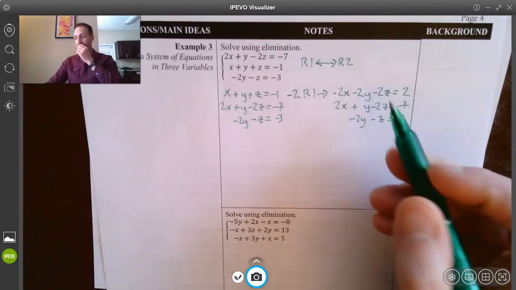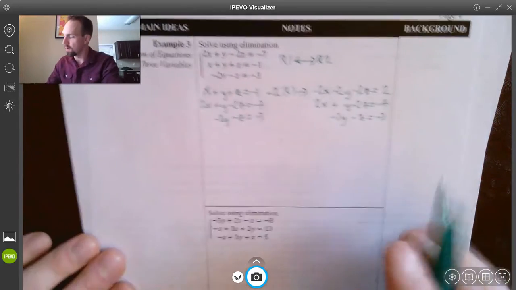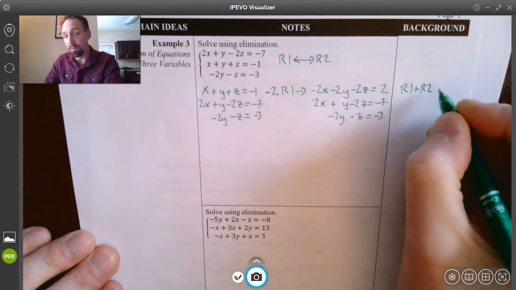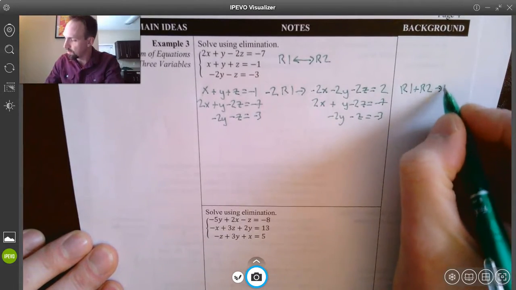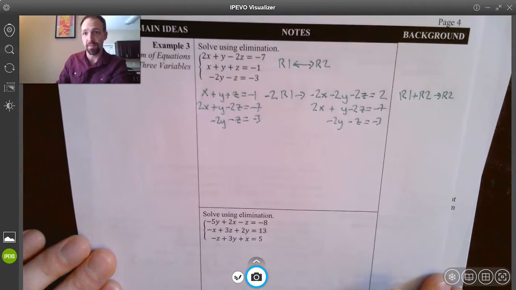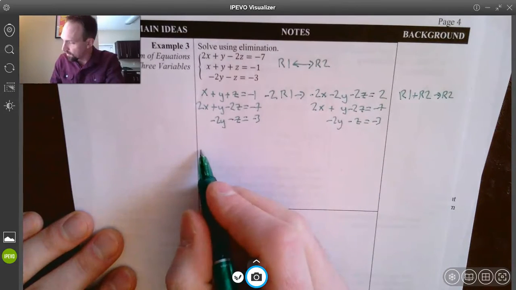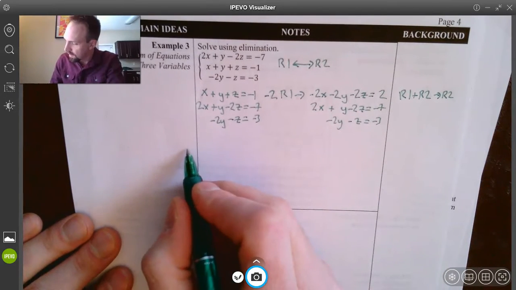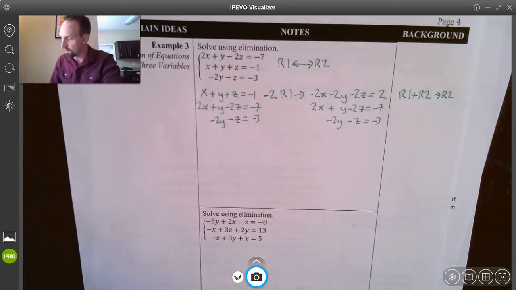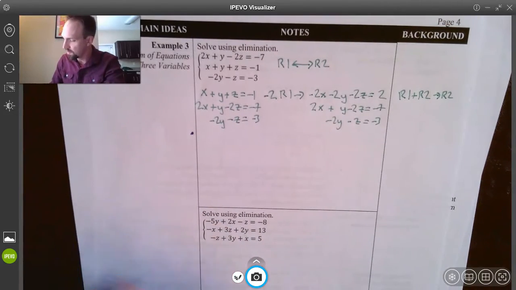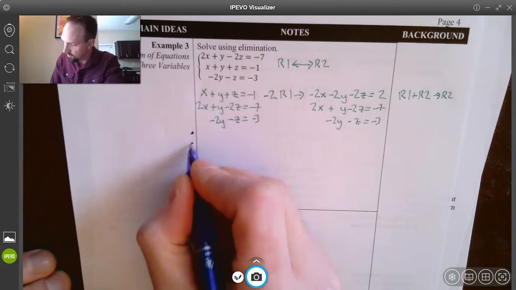So now, when I add row 1 plus row 2, I want to replace that with my new row 2. That's going to be my new row 2. So if I combine these together, I'm just going to do a little placeholder here. That's going to be my row 1. I'll just make little dots for all 3 of the rows.